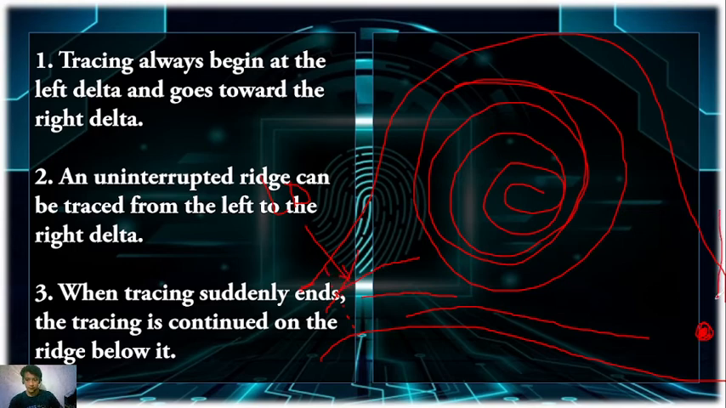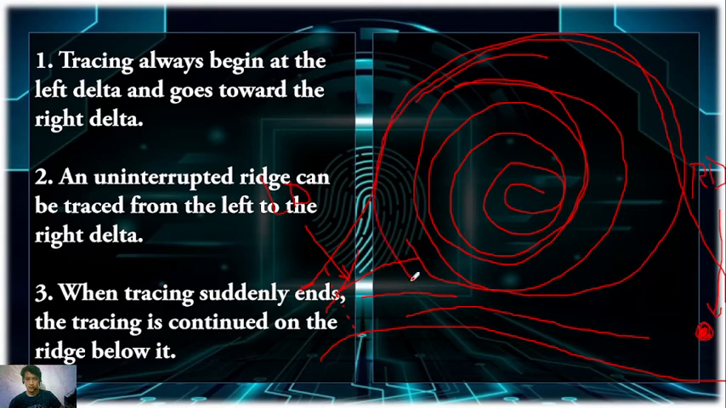And then we have here, since meron tayong dot dito, that could be a delta, so we can say that this is our right delta. With that, two deltas and one circuiting ridge, sabihin natin that this is a plain whirl. Okay, so plain whirl yung pattern natin dito.